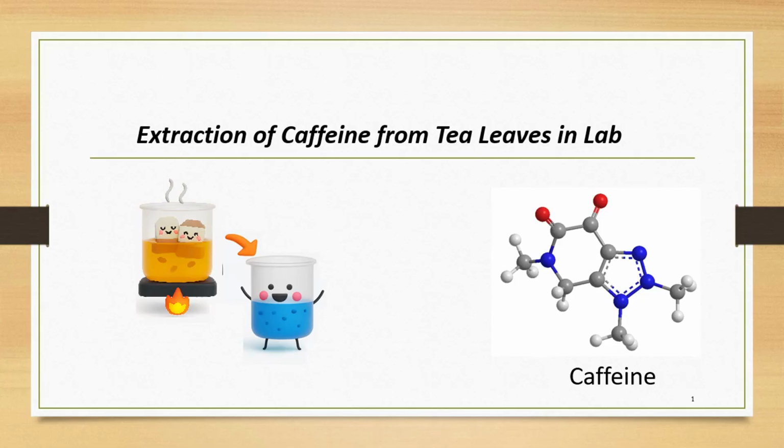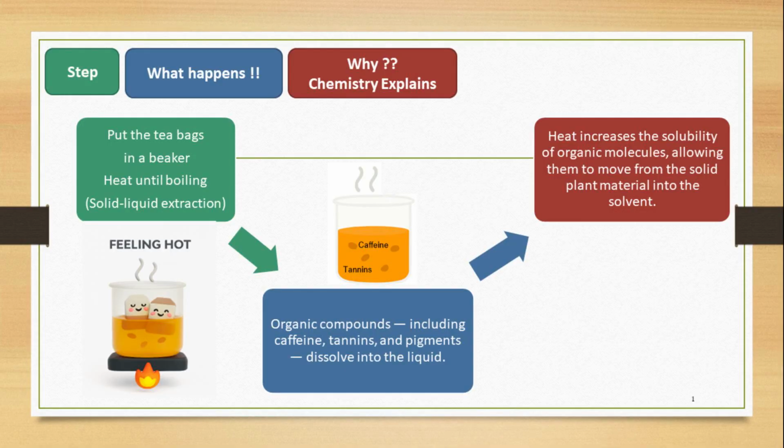This is our solid liquid extraction, which transfers caffeine, along with tannins and pigments, into the aqueous solution. At this point, caffeine is in water, but it is not alone. In this first step, boiling the tea bags releases caffeine and many other organic compounds. Heat increases solubility, allowing molecules to move from the solid plant material into the liquid.